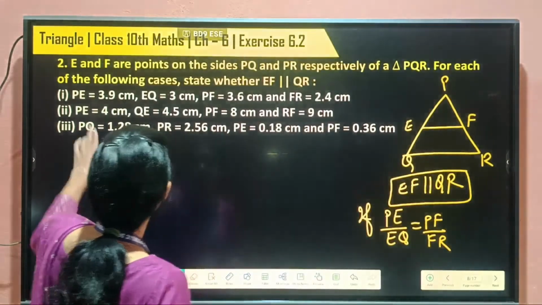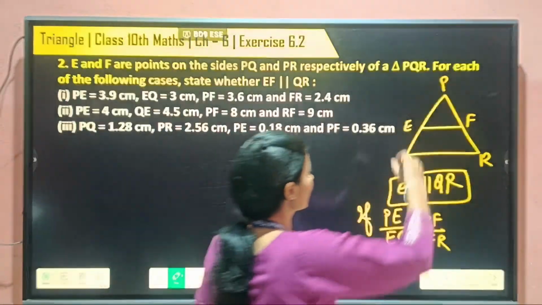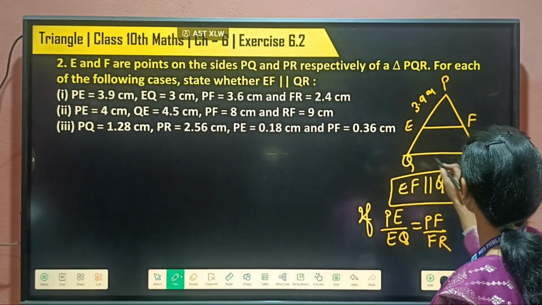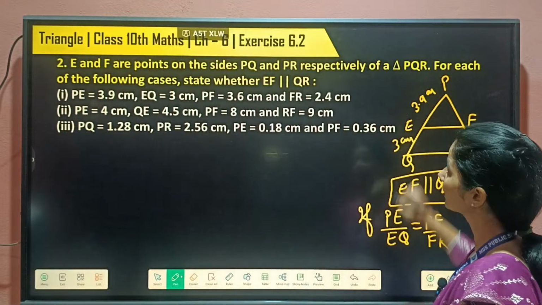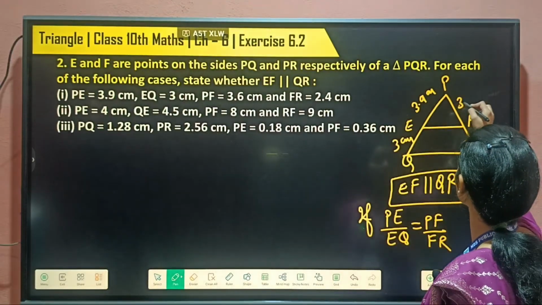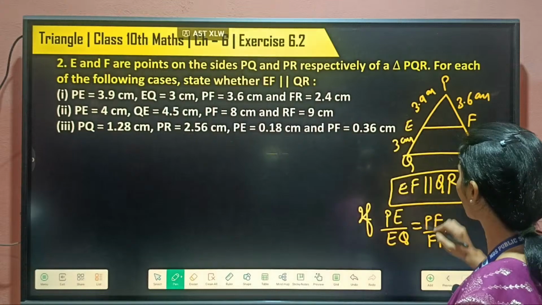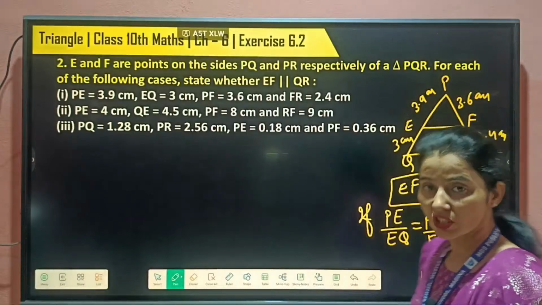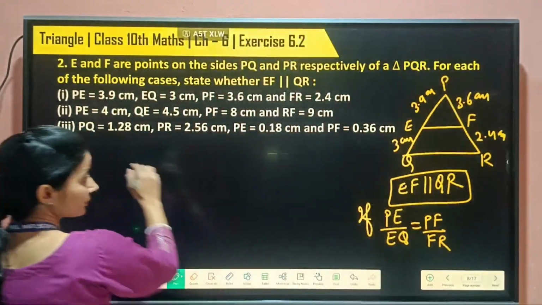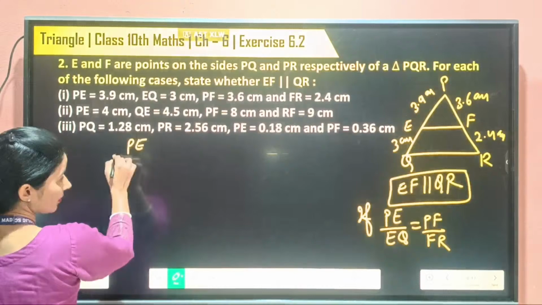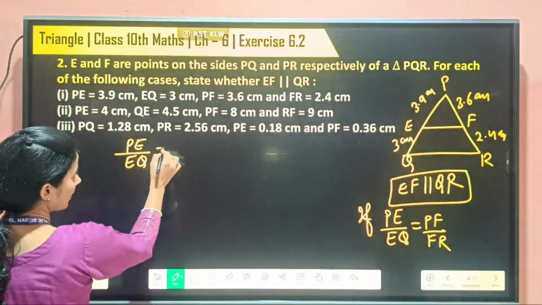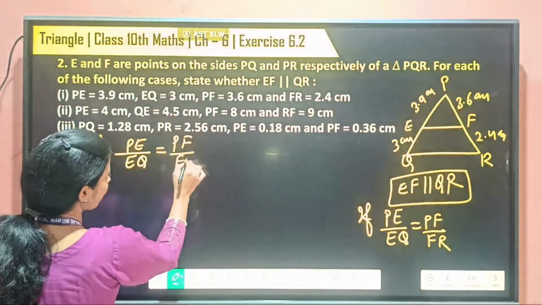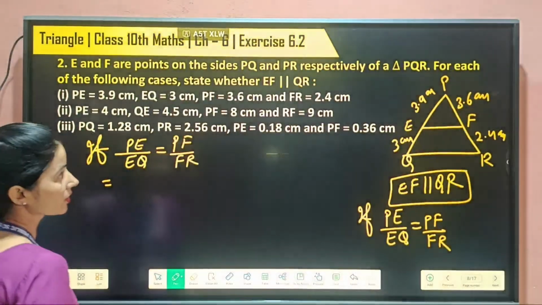Let us see. PE is 3.9 centimeter and EQ is 3 centimeter. PF is 3.6 centimeter and FR is 2.4 centimeter. Let us check the ratio in triangle PQR, PE by EQ and PF by FR.